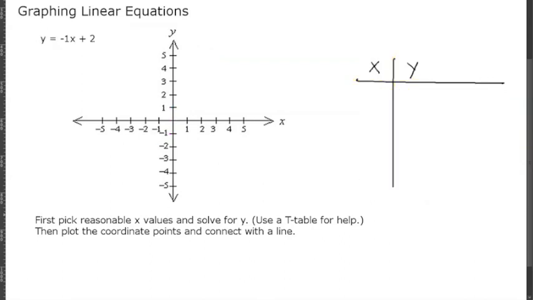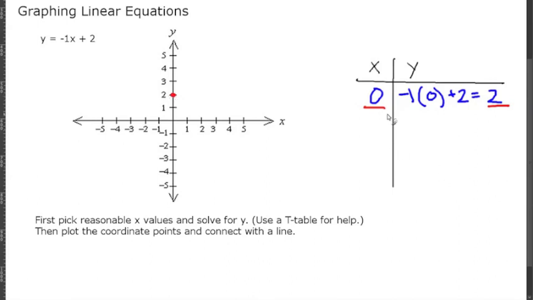Let's look at one more example to grasp the concept. y equals negative 1x plus 2. So we're going to start by plugging in points for x. So we're going to plug in 0 to start. I always like to start with 0 because I think 0 is an easy one to solve for. So we're going to have negative 1 times 0 plus 2. Negative 1 times 0 is 0, plus 2 is going to give us 2. So we're going to plot 0, 2. So starting with 0 and then going up 2.